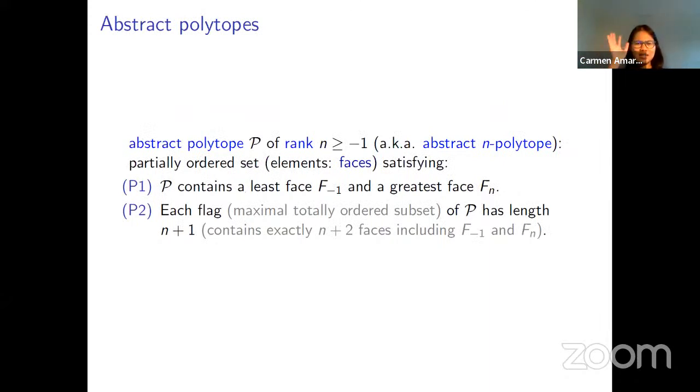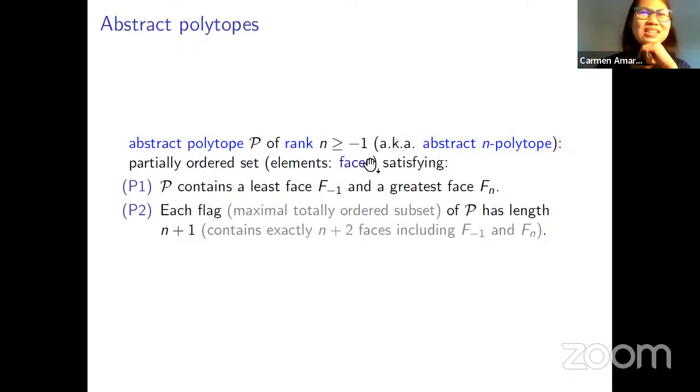Now, so yan ang motivation for the definition of an abstract polytope P of rank n, where n is an integer greater than or equal to -1. So this is also called an abstract n polytope. This is a partially ordered set. Pag sinabing partially ordered set, ano yung nasasatisfy? Nasasatisfy ang anti-symmetry and transitivity.